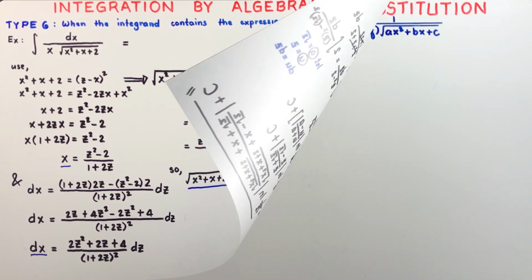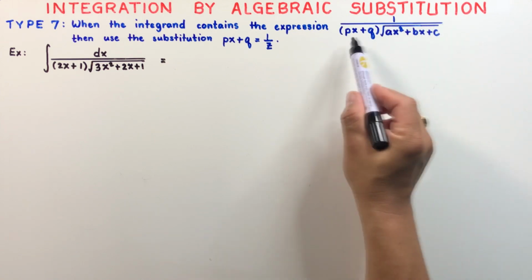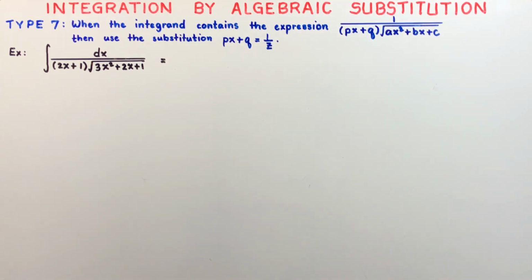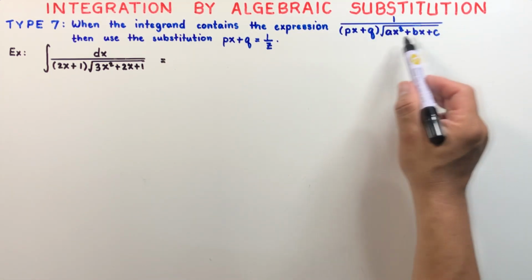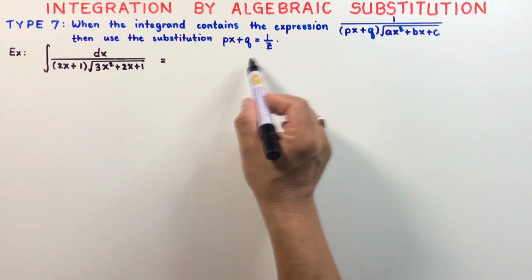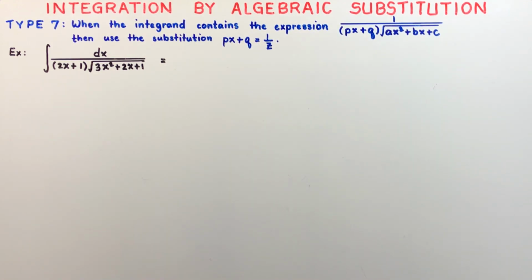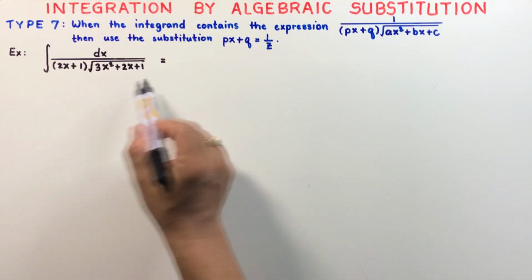Now, let's proceed to type number 7. When the integrand contains the expression 1 over the binomial px plus q times the square root of a trinomial ax squared plus bx plus c, then we use the substitution of px plus q, this binomial, equal to 1 over z. And to illustrate this type, we will solve this example here.